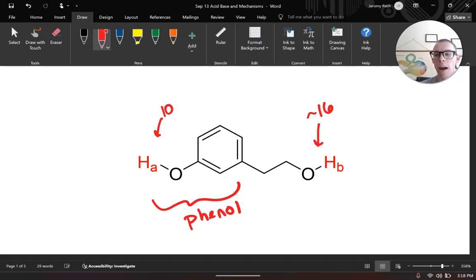And that's because you actually get some resonance stabilization. If you come in and abstract HA, which is going to be more acidic, and you get your conjugate base, that conjugate base can do resonance with that benzene ring, and that is going to be your stabilization. That is also an sp2 hybridized oxygen because of that resonance, compared to the sp3 of your one over by HB. So overall, HA is going to win because of the resonance stabilization of the benzene ring that's connected to your alcohol.